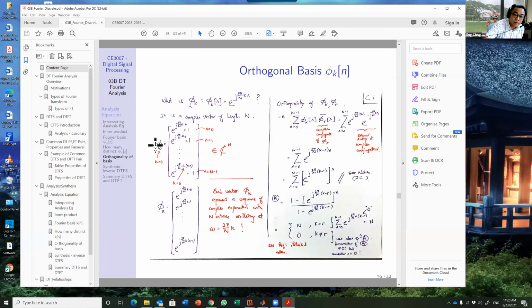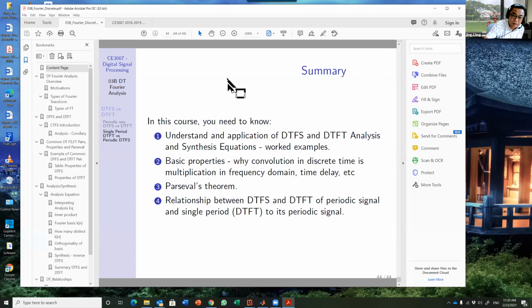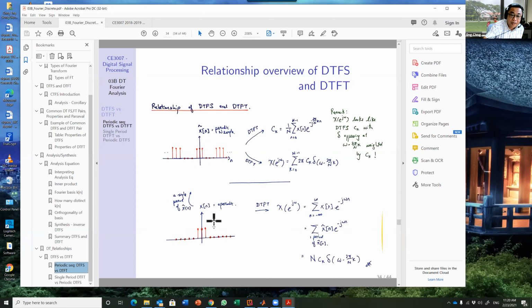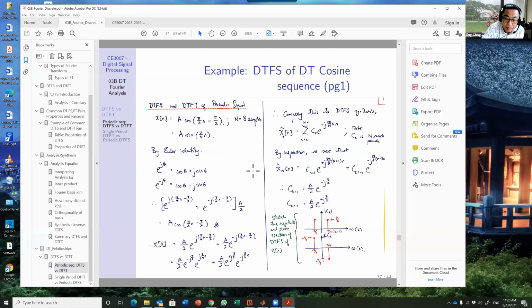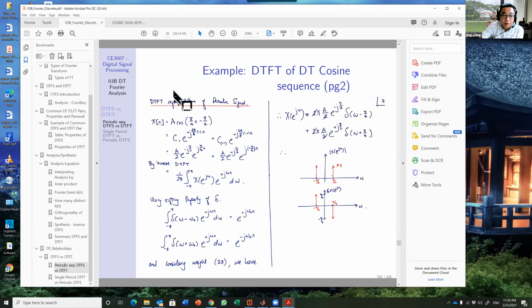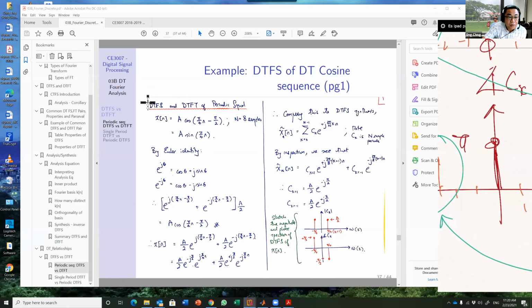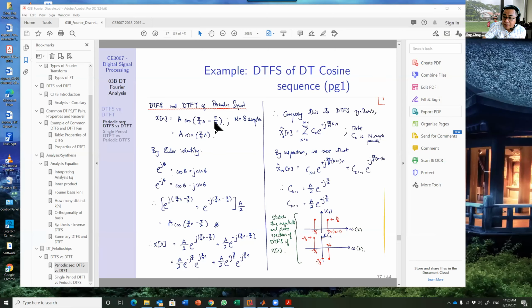Where is it? Here. So the question is almost exactly the same as the exam question. Here it only shows you one cosine and 8 samples.